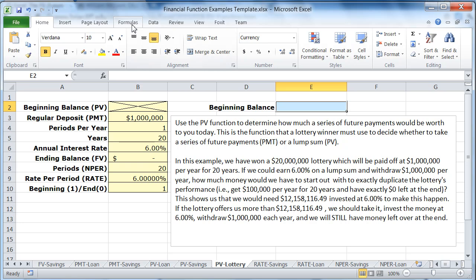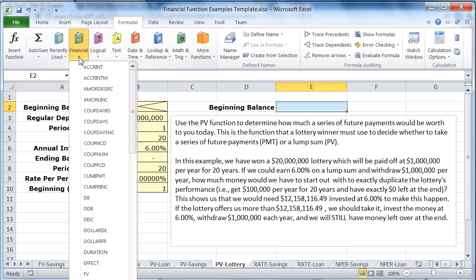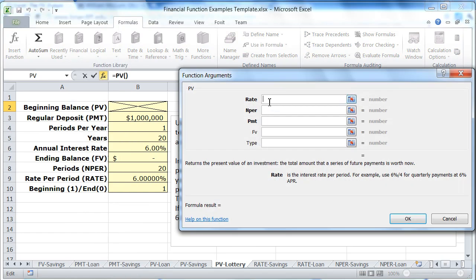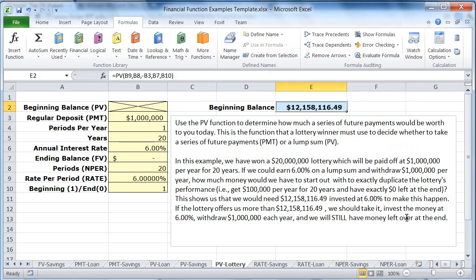So let's go back to our formulas tab here, go to the financial group, scroll down to the P's, choose present value. The rate is going to be our rate per period, and notice in this case the periods per year is 1, not 12. So the rate per period and the annual rate happen to be the same, but that's usually not the case. Number of periods is going to be this. Payment is going to be $1 million. Future value is going to be 0, and the type is going to be this, and click on OK.